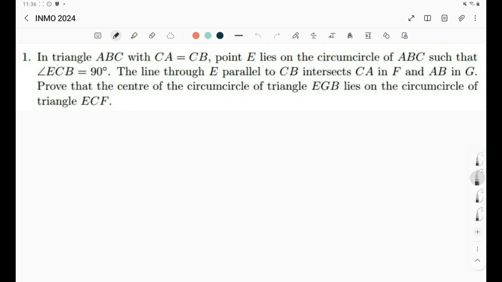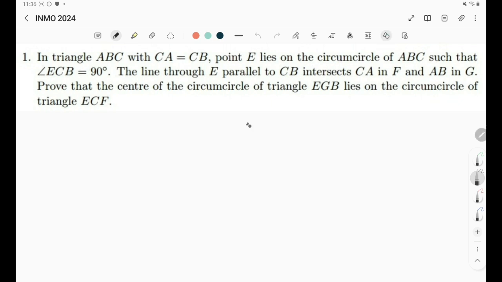and show it lies on the circumcircle of ECF. Okay, so let's go for a diagram, and as we always say, first of all, don't immediately draw a big diagram. Draw a small diagram, sketch a very quick diagram, in order to see what the question is all about, and so that when you draw the big accurate diagram, you don't get some points outside the page. So let's start doing that.